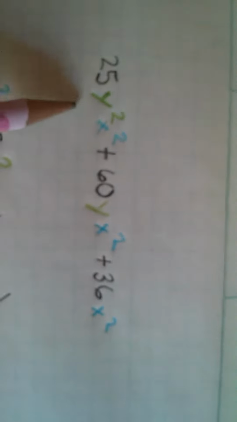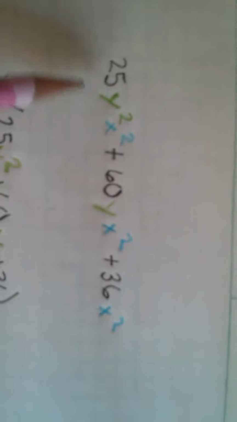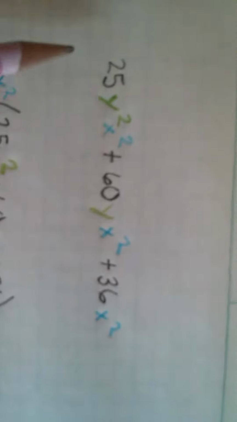All right, so here's our problem. What we want to do is factor this thing. Okay? So we've got a trinomial, right? There's 1, 2, 3 pieces here.